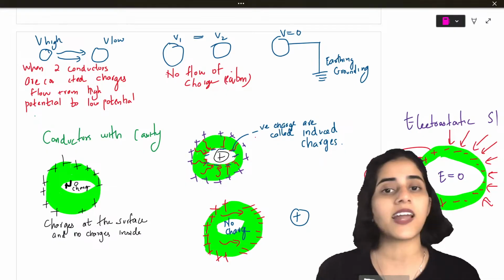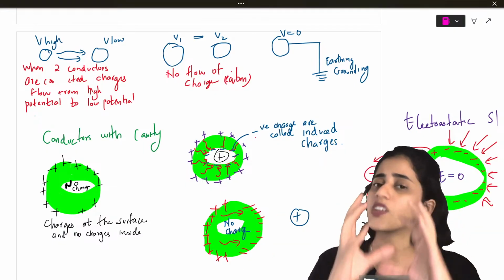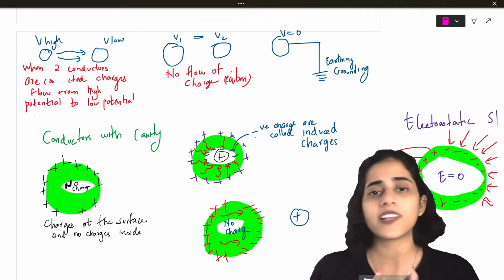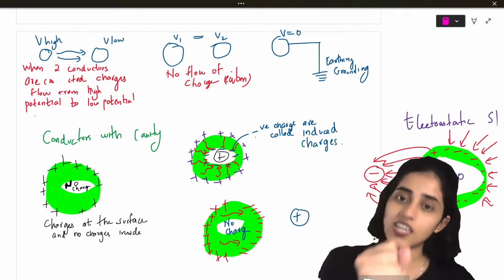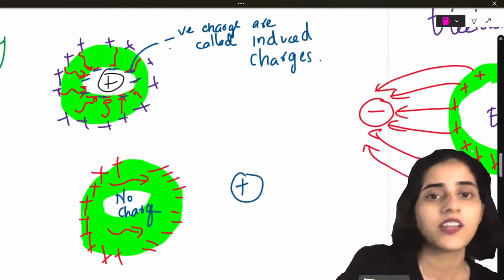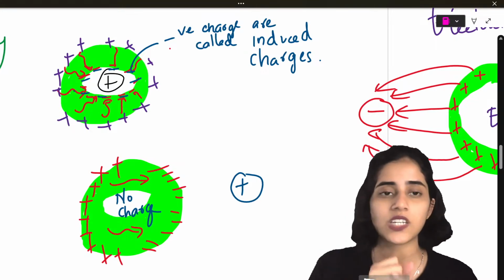The charges lie on the surface. There is no charge inside. A perfectly normal conductor. Now, if there is a charge inside in the cavity, what happens?